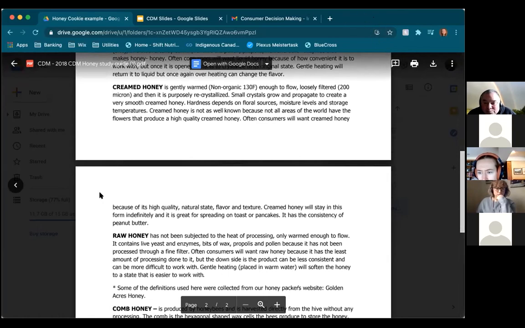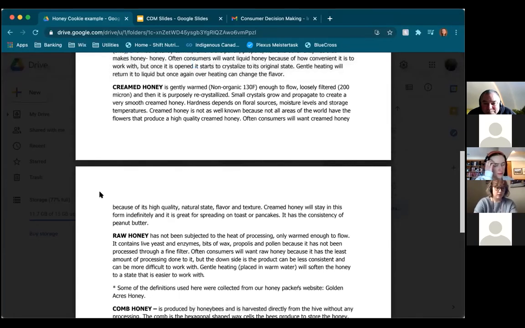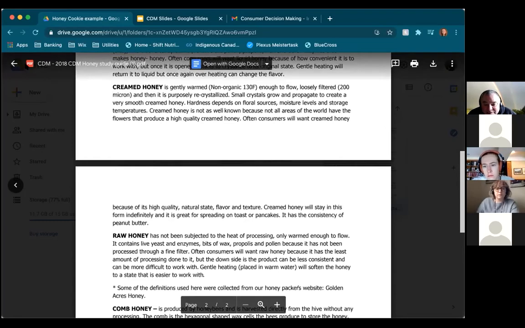Small crystals grow and propagate to create a very smooth creamed honey. Hardness depends on floral sources, moisture levels, and storage temperatures. Creamed honey is not as well known because not all areas of the world have the flowers that produce a high-quality creamed honey. Often consumers will want creamed honey because of its high quality, natural state, flavor, and texture. Creamed honey will stay in this form indefinitely, and it is great for spreading on toast or pancakes.